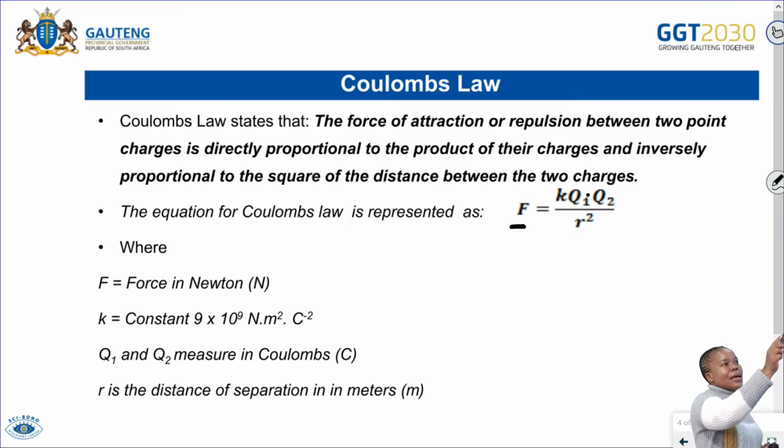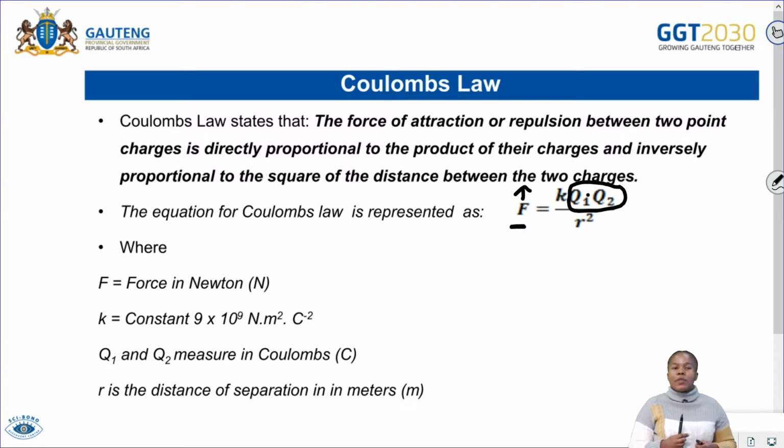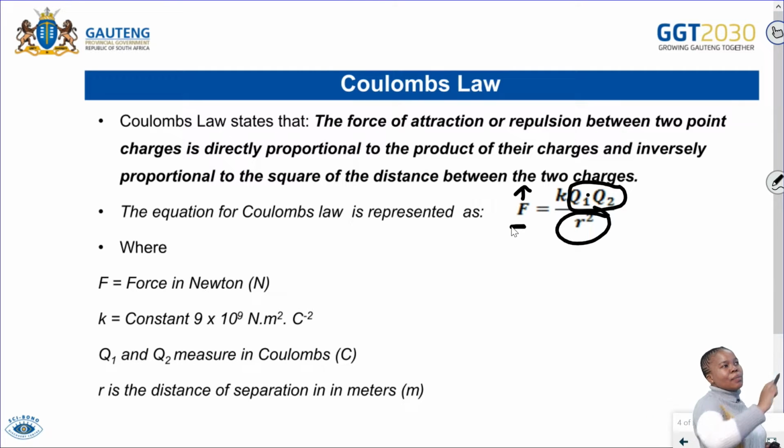product. Remember, this is multiply. Charge number 1 is multiplied by charge number 2. So this is directly proportional to the what? To the product of the point charges, and inversely proportional to the what? To the squared distance between them.